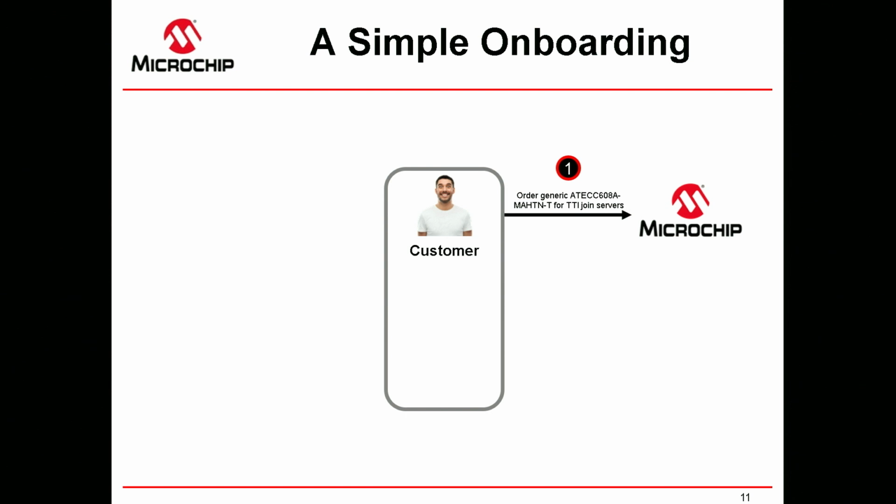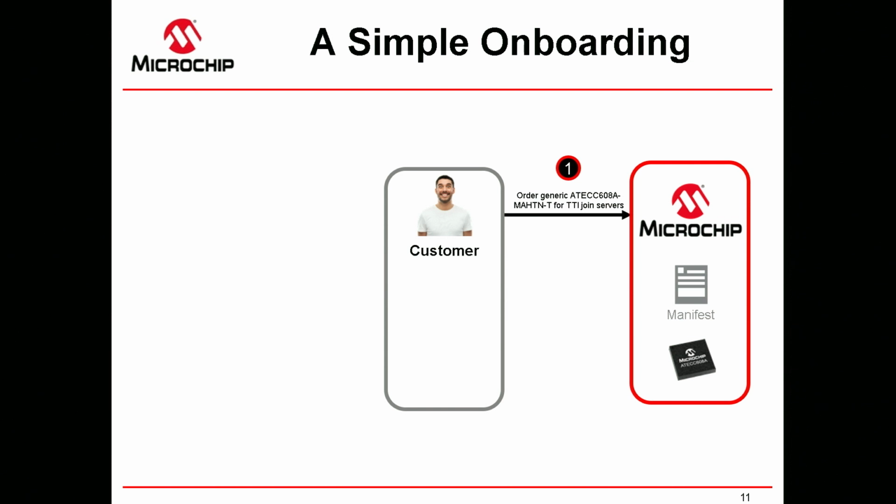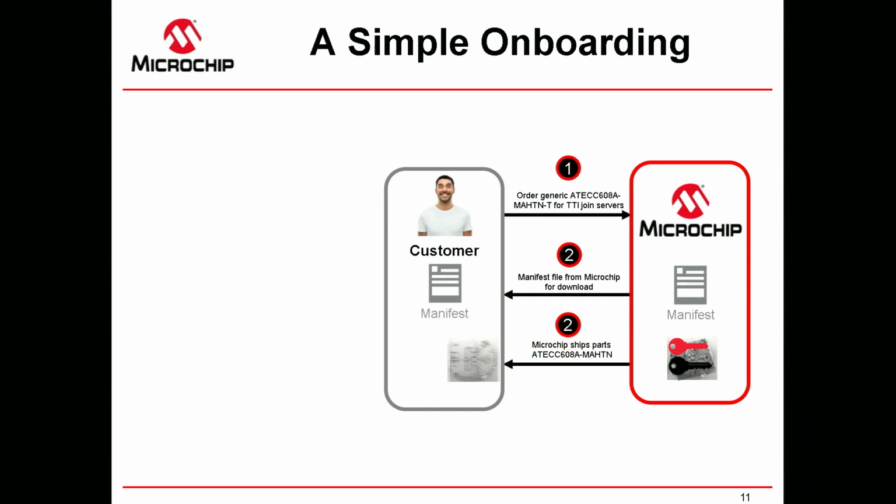You, the customer, would go to Microchip and buy that generic part number. I'll say it only once. It's called the AT-ECC608A, MAHTN. Once you place your order, we validate the payment. When the payment has been validated, what happens is we create a manifest, which is really a JSON file, and we start manufacturing the chips. Then you create your Microchip account where you'll download this file, this manifest, and at the same time, we ship the secure element.